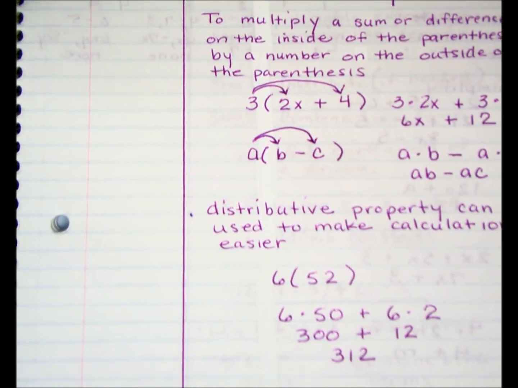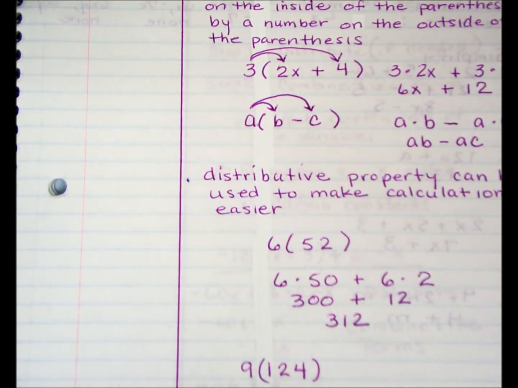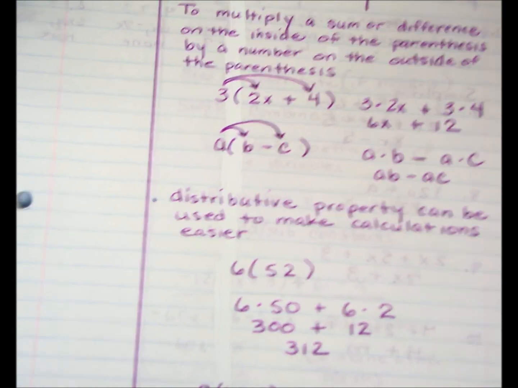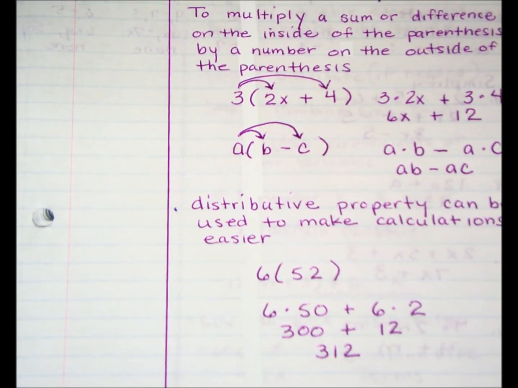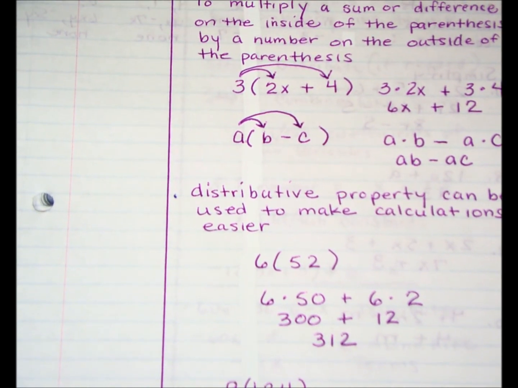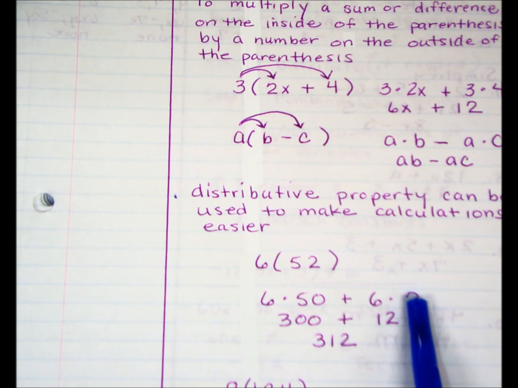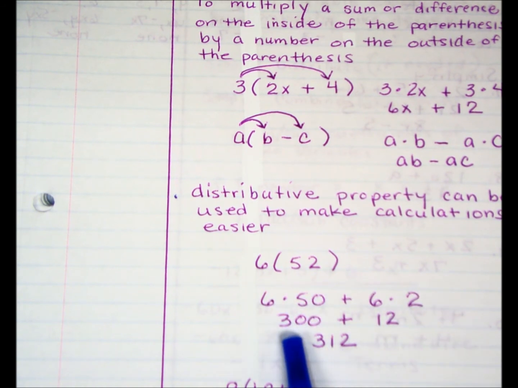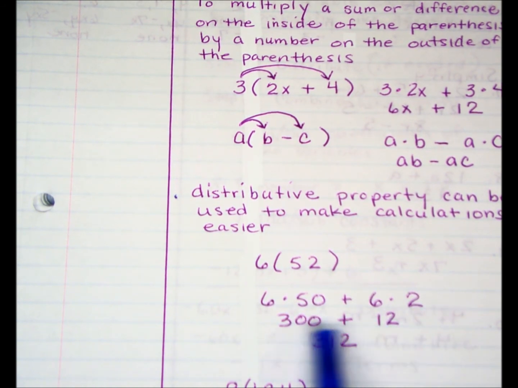The distributive property can be used to make your calculations easier. So if you're looking at a number like 52 and you need to multiply it, you can distribute that. You can do 6 times 50 plus 6 times 2. Well, 6 times 50 would be 300, and 6 times 2 would be 12. You add them together, you get 312.